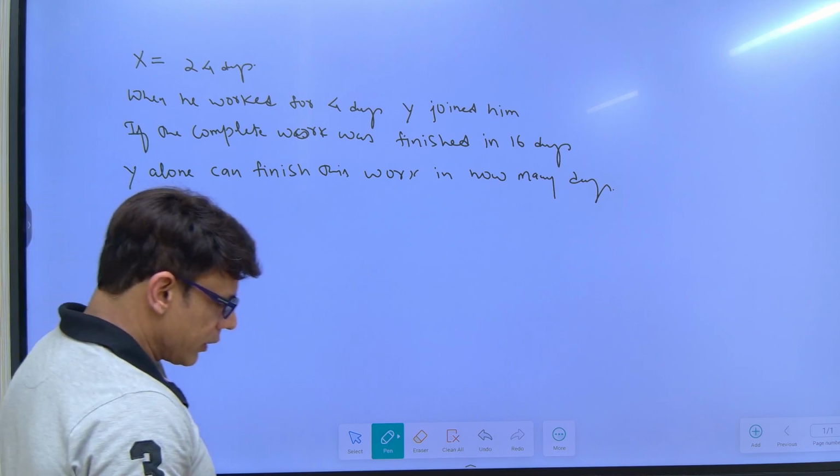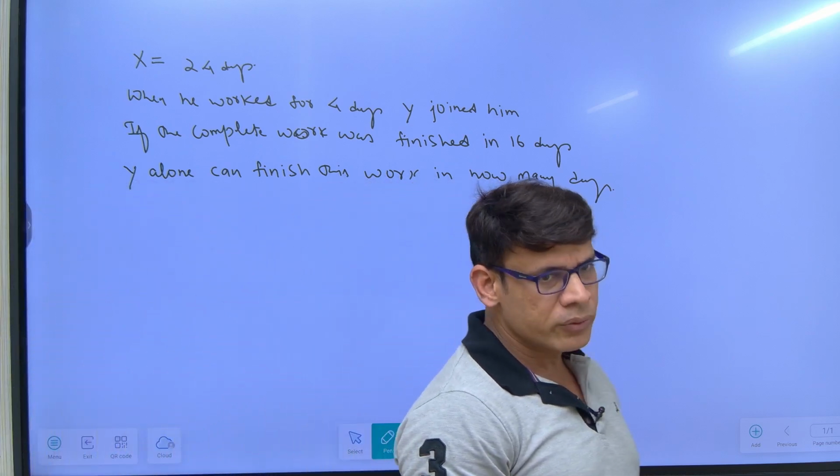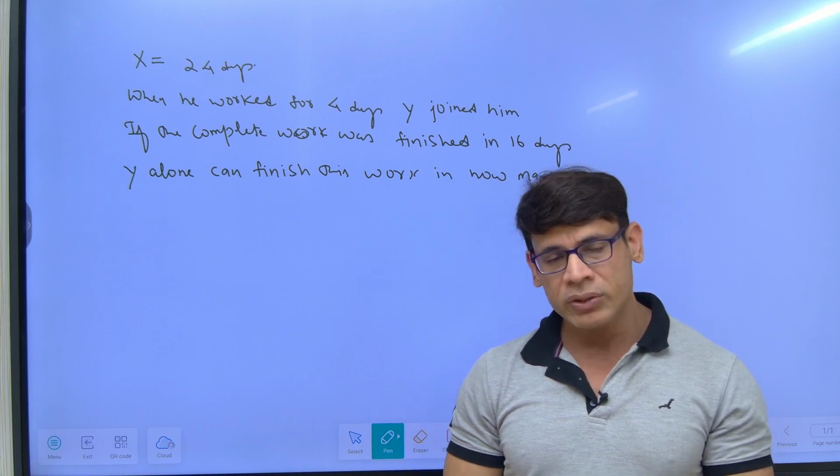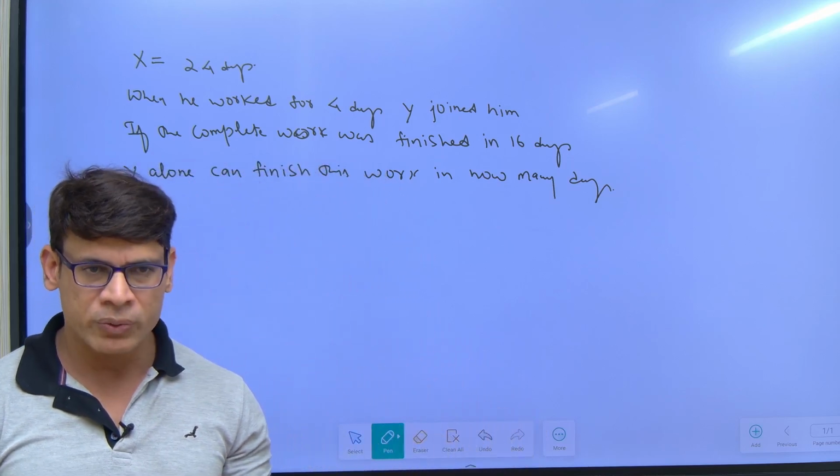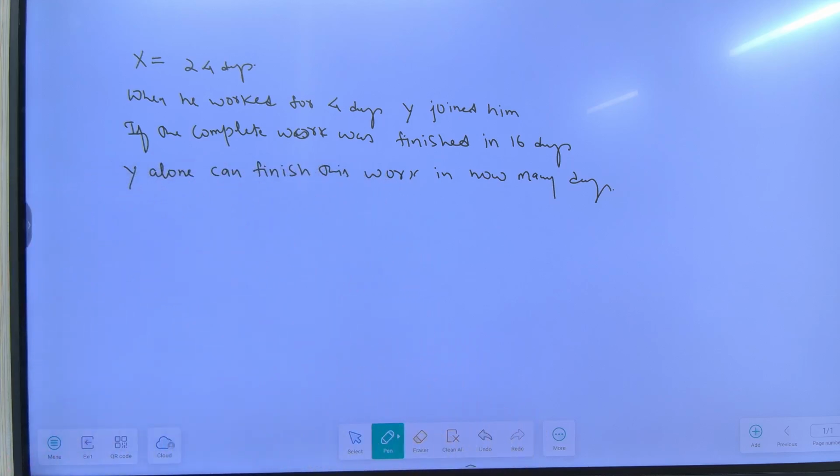See now this question, first of all, X alone can do some work in 24 days. We don't know the efficiency of X. Can be 1 unit per day, 2 units per day, 3 units per day. We don't know, right? And then he is working for 4 days, and then Y joined him. Suppose Y did not join him, then he would have taken another 20 days, extra 20 days to finish the work. But since Y joined him, number of days has reduced.